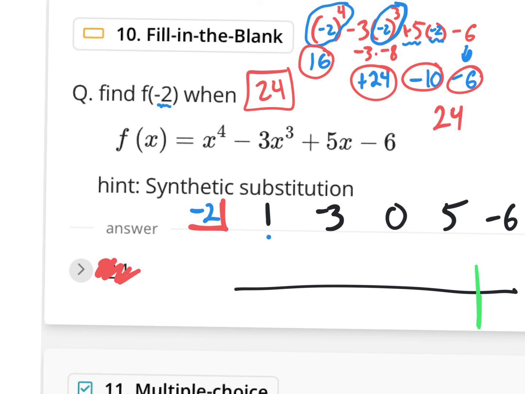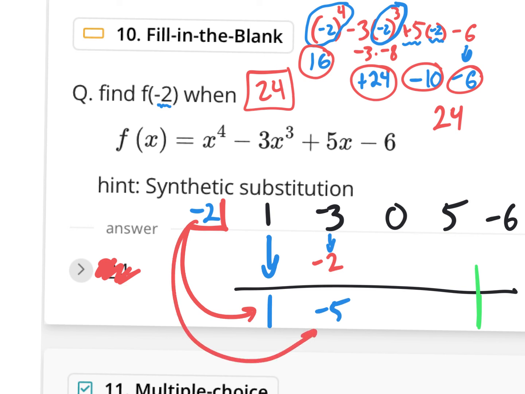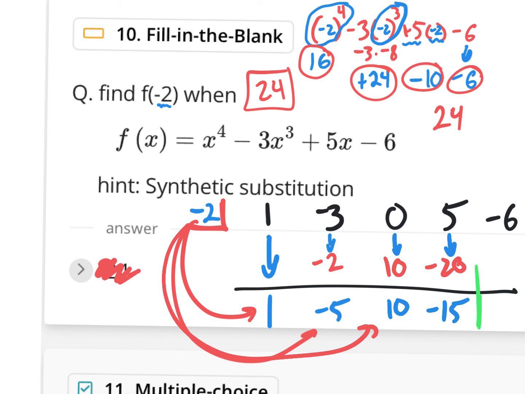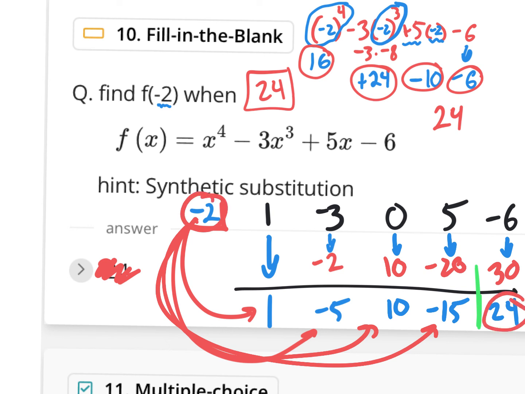So the 1, you combine it with nothing because there's no number there, and you bring down that 1. And then you multiply negative 2 times 1. That'll give you a negative 2. And then you combine negative 3 and negative 2 is negative 5. And then you multiply negative 2 times negative 5 is positive 10. And then 0 plus 10 is 10. And then negative 2 times 10 is negative 20. And when you combine 5 and negative 20, you get negative 15. And when you multiply negative 2 times negative 15, you get positive 30. And then negative 6 and 30 combined is positive 24. And this is your output for the input negative 2.